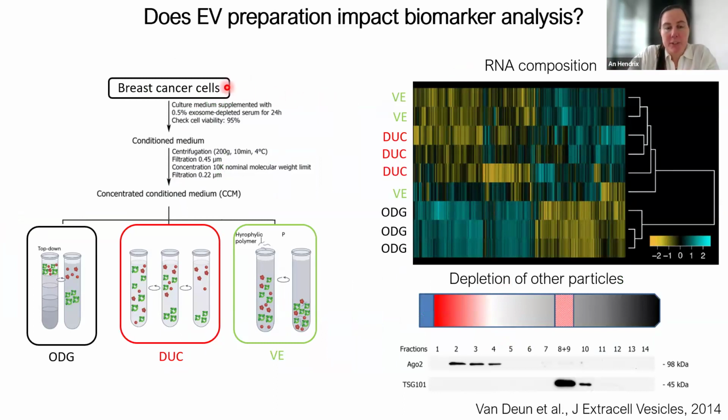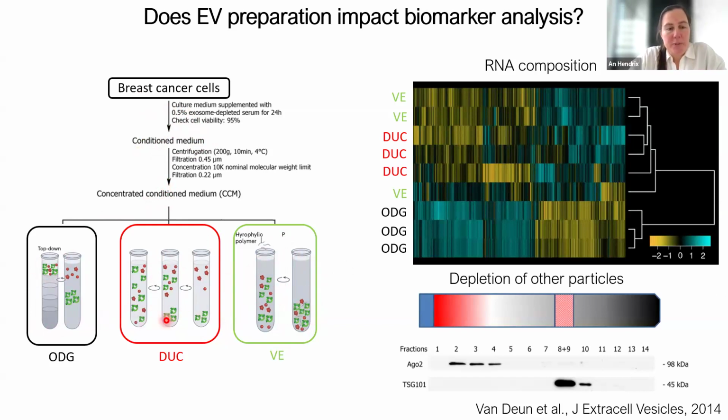Here we started from a very simple biofluid, conditioned medium, which was produced by breast cancer cells. We collected the conditioned medium and concentrated it so that we were able to prepare vesicles making use of three different methods: a density-based method, a size-based method, and a commercially available method which exploits polyethylene glycol as a volume excluding polymer to precipitate biological materials from a sample.